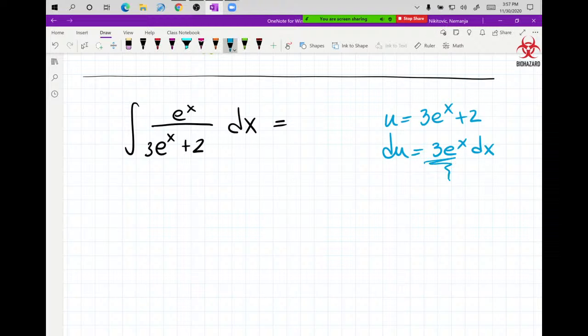Cool. Do I have 3e to the x on top? No, I don't. Now we can actually fix it. I can put 3 out of nowhere and put 1/3 in front to balance it out. You're allowed to do that because 3 will cancel 3. But what happens now is if you put that 3, this is immediately your du and you don't have to flip things around. It's a technique, and if you don't like it, don't use it. You can just divide both sides by 3 and have e to the x dx, which is the original one. So that's it. Now we have du over u. What is this integral?